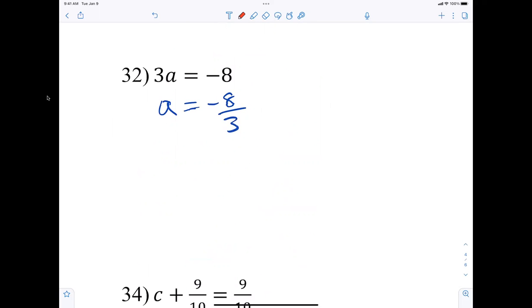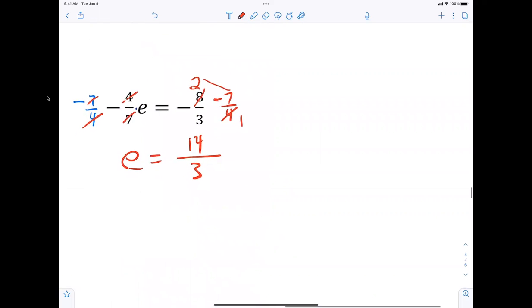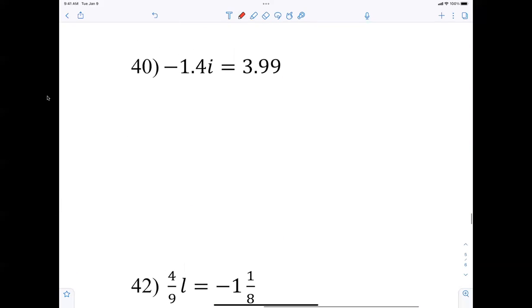No, we don't write that in advanced math. You always write improper fractions, okay? All right. Always improper. 14/3.